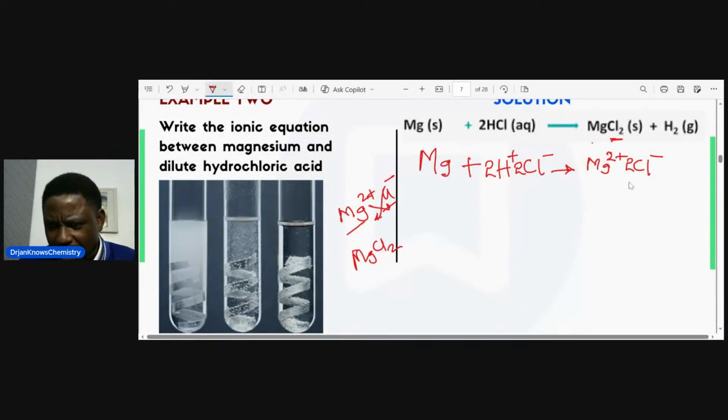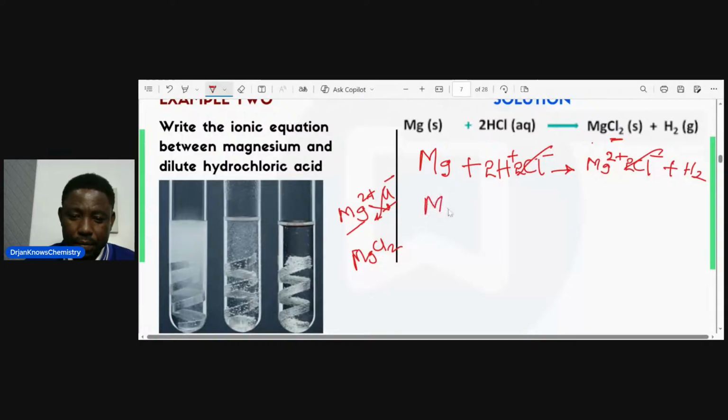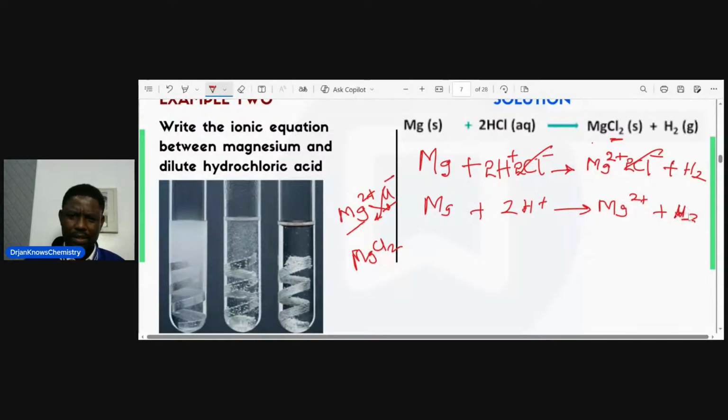Then hydrogen is just an element. We don't split an element, although it's a molecule there, so that is H2. The next question is, what are the ions that are the same on both sides of the equation? We just see that it is 2Cl minus. Can you see that? So we cancel it out. So we are left with Mg plus 2H plus, which gives Mg2 plus and H2. So this is the ionic equation.